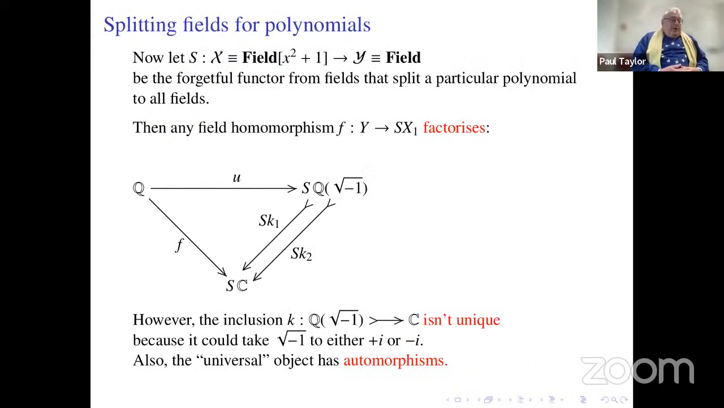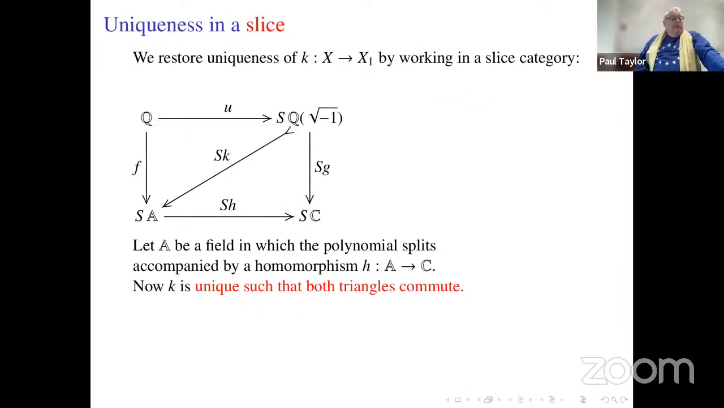And we have a further generalization: we might ask what happens when we add roots of polynomials to a field. Well, in this case, if we want to split the polynomial x squared plus 1, we can add the square root of -1 formally to the rationals. But there's two different ways of embedding that in another field in which this polynomial splits, depending on whether we take that root to be plus i or minus i. So we have an automorphism object, or automorphisms of this object. And we can restore uniqueness by considering the whole thing in slice categories.